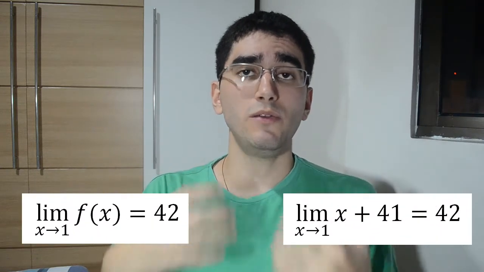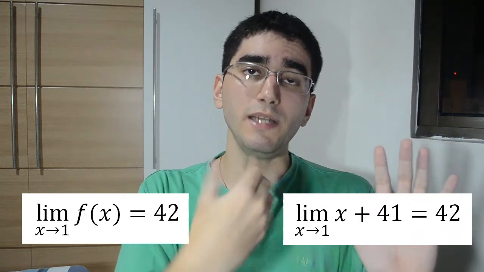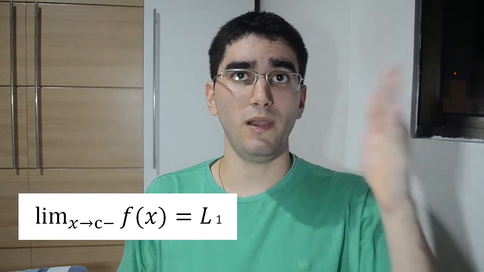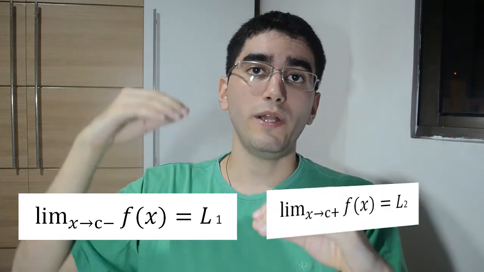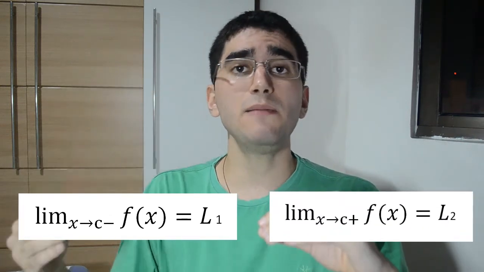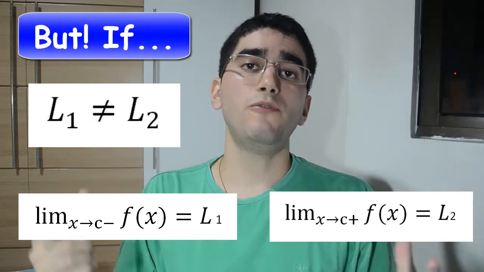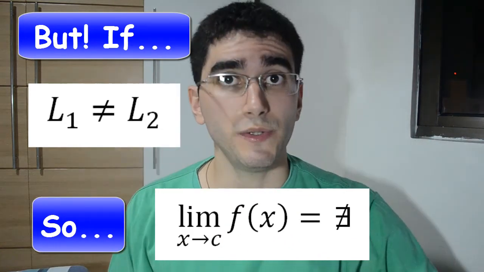So we say that the general limit of the function f of x as x approaches 1 is equal to 42. The general limit exists, but that's not always the case because there are some functions, especially when they are discontinuous, that when you approach a certain number x from the left, the output value tends to be a certain number. However, when you approach from the right hand side, the output value tends to go to another number. Therefore, we say in this situation that the general limit does not exist. So you have to be careful.